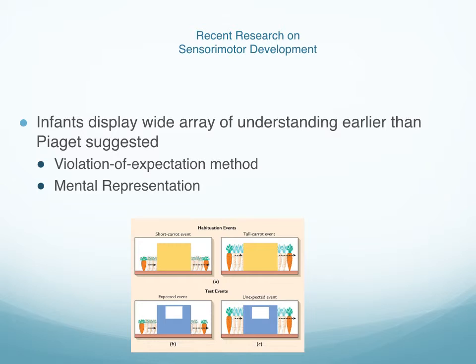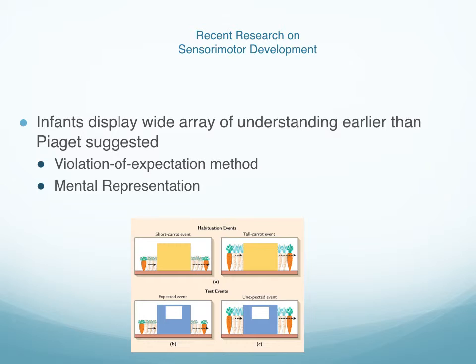Right, so the argument is that infants display a wide array of understanding earlier than Piaget suggested, that he underestimated their ability, and that it's probably related to the procedure that he used. And so the goal was to develop a new method to reveal different kinds of findings. And so that's where the violation of expectation method comes along.